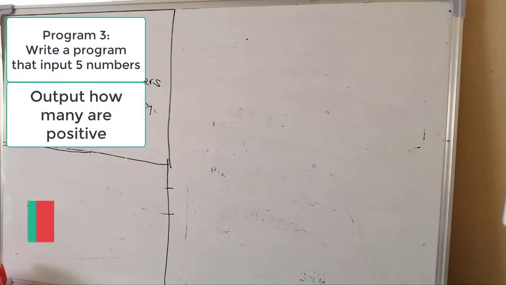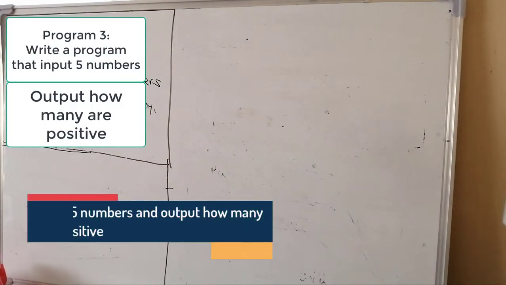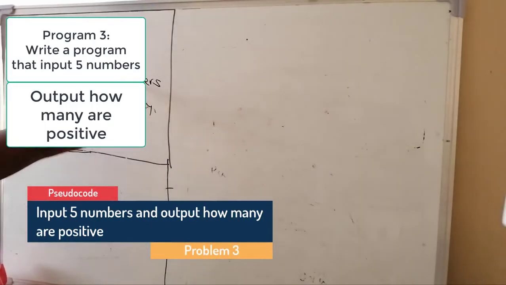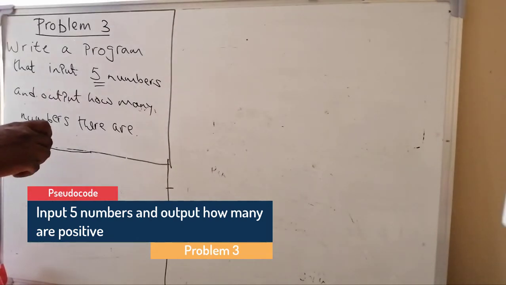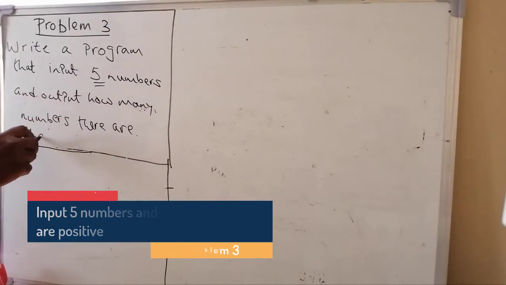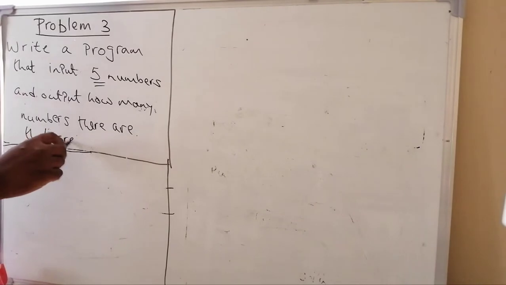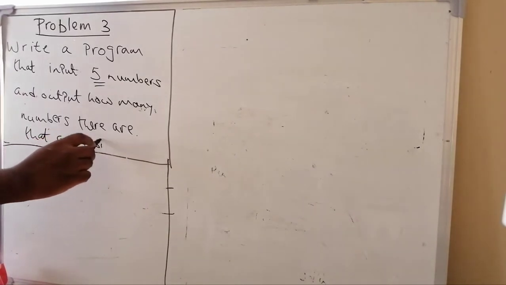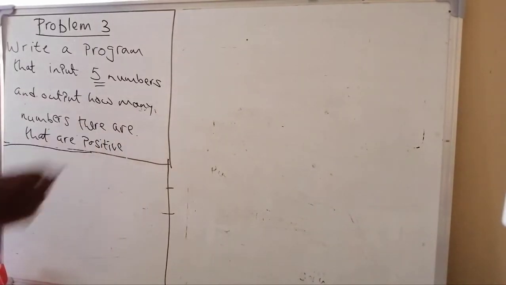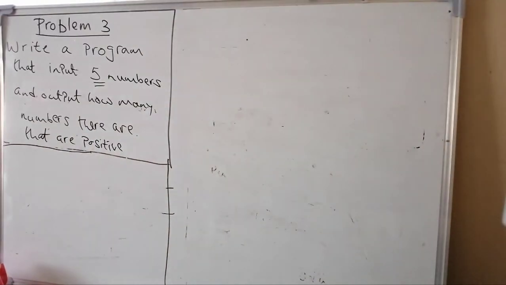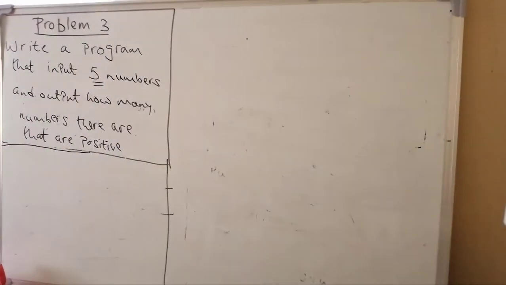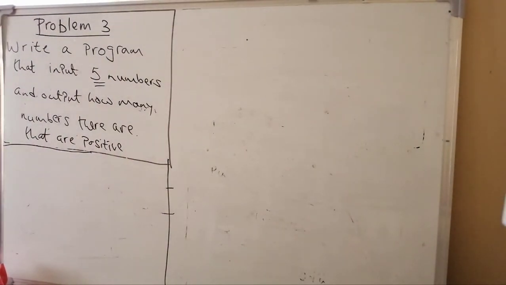In this particular problem, we are looking at inputting 5 numbers and how many numbers there are that are positive. So out of those 5 numbers, how many are positive? Here we have to input our number 5 times. In this case, if you take a look, we have to do it 5 times repeatedly.